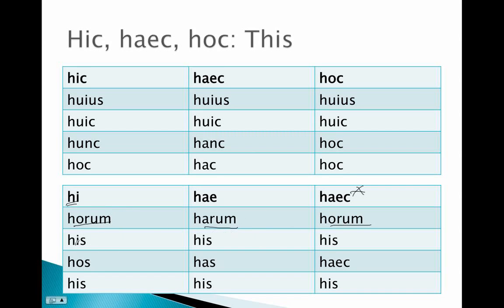His, his, his are dative endings that you're used to. Hos, has, haec, and his, his, his. So hic, haec, hoc, this is really very close to a first and second declension adjective.